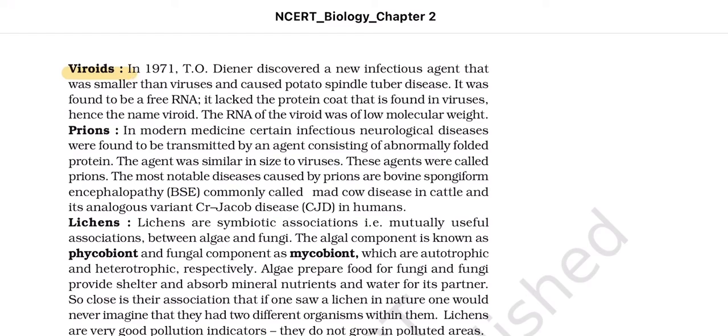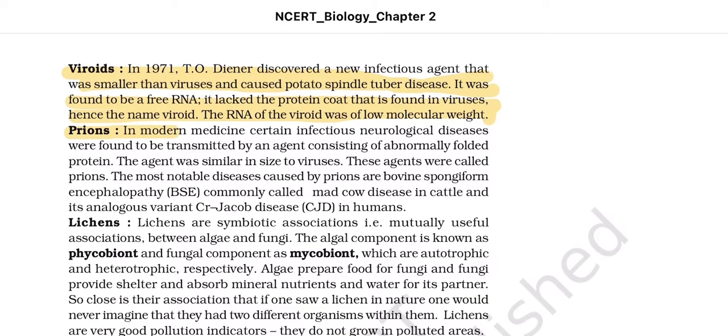Viroids. In 1971, T. O. Diener discovered a new infectious agent that was smaller than viruses and caused potato spindle tuber disease. It was found to be a free RNA. It lacked the protein coat that is found in viruses. Hence the name viroid. The RNA of the viroid was of low molecular weight.